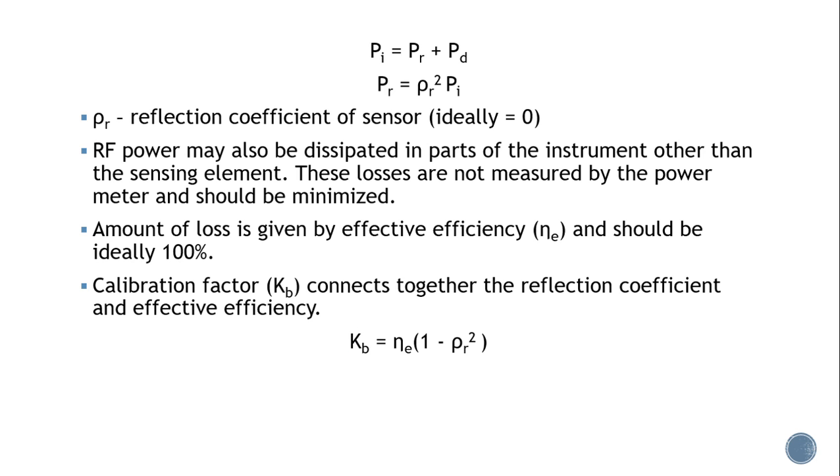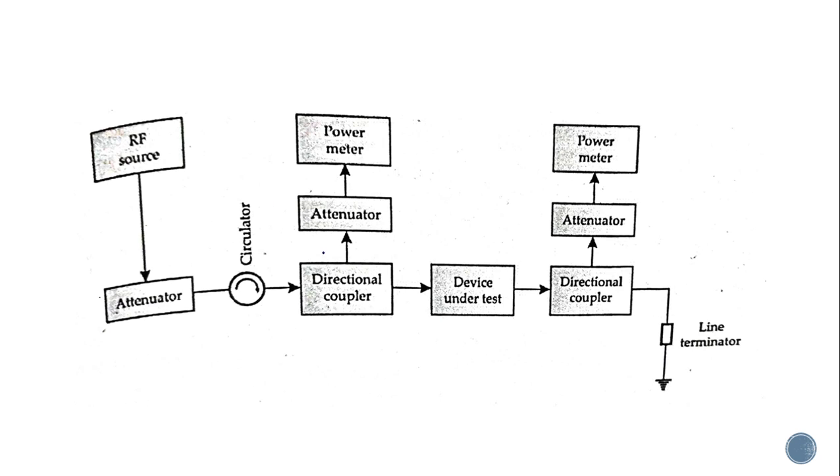Now let's see the basic working of our RF power meter. You have your RF source. You have an attenuator. The attenuator is going to step down your voltage or power level to a level which can be read by the device. It is scaling down the power level by a factor that we know. And then it is sent to a circulator. What does the circulator do? The circulator is going to make sure that none of the power is being reflected.